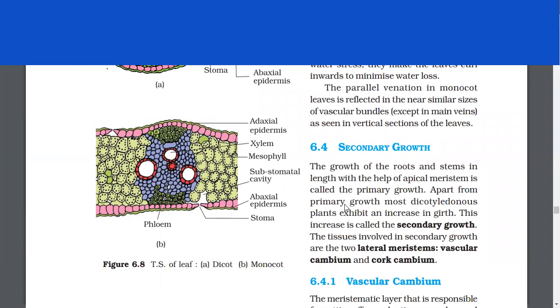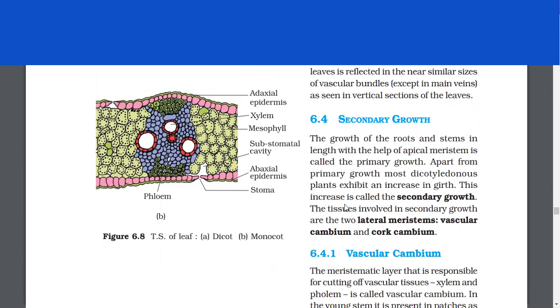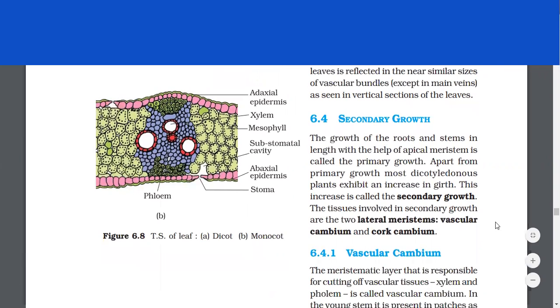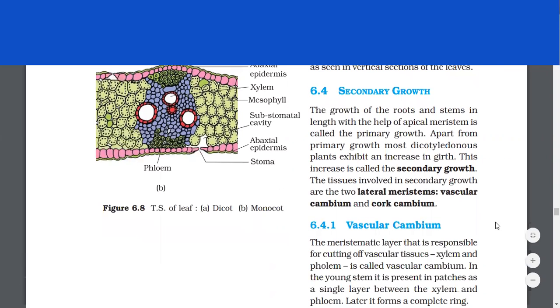Secondary growth. The growth of the roots and stems in length with the help of apical meristem is called the primary growth. Apart from primary growth, most dicotyledonous plants exhibit an increase in girth. This increase is called secondary growth. The tissues involved in secondary growth are the two lateral meristems, vascular cambium and cork cambium.